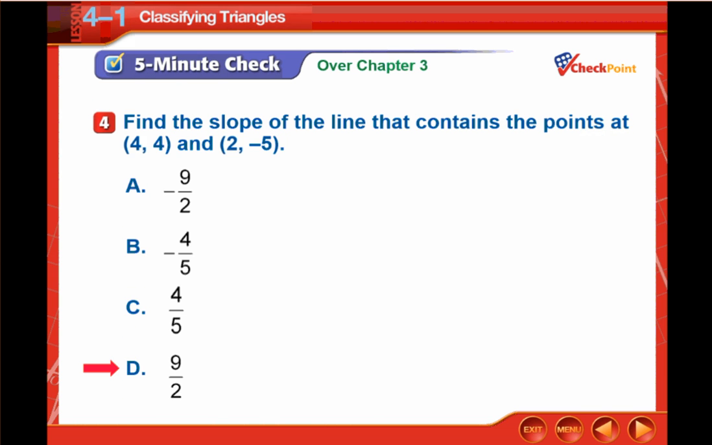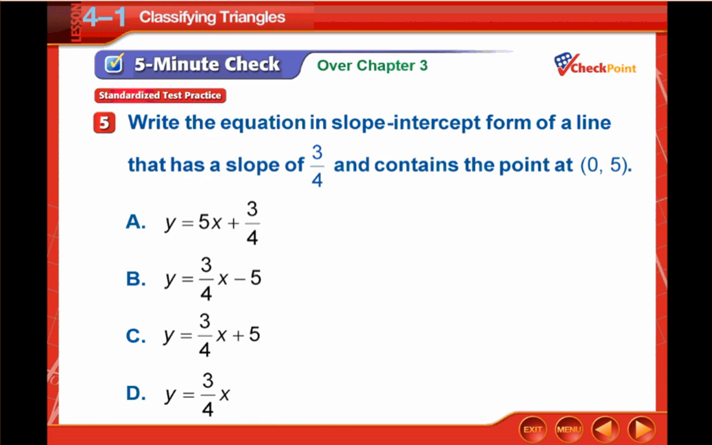One more. We're going to write the equation of the line in slope-intercept form. It has a slope of 3/4. It contains the point (0, 5). So we'll pause here and take a moment to answer this one.